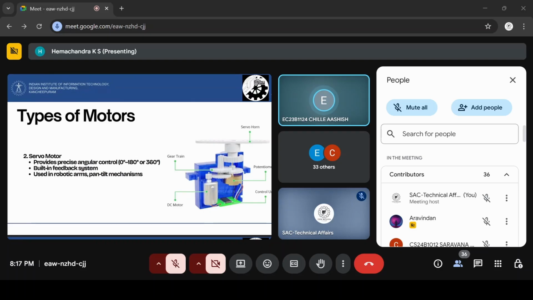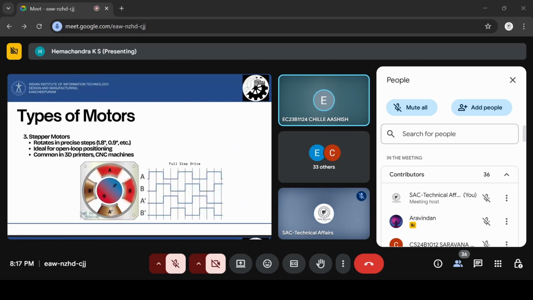Now coming to the next slide, stepper motor. Basically, in a stepper motor there are a total of 200 steps. Each step is 1.8 degrees, which is 360 divided by 200, giving us 1.8.